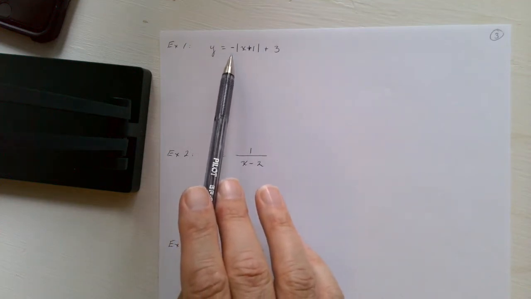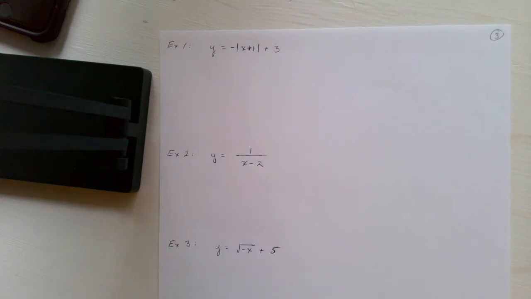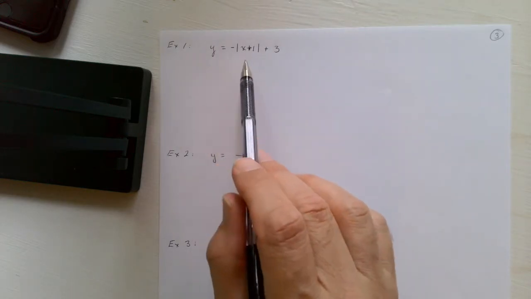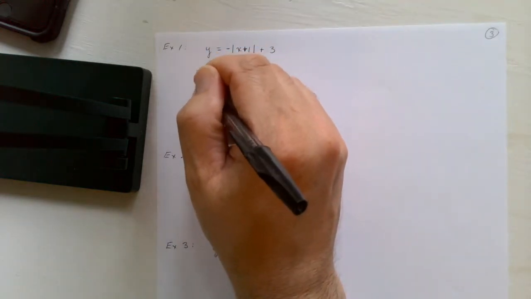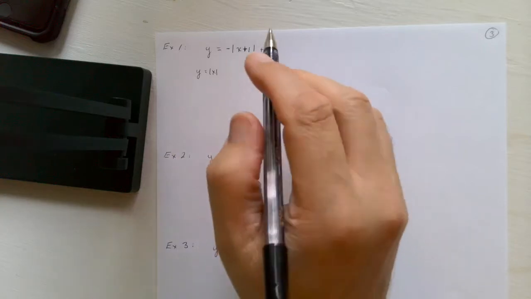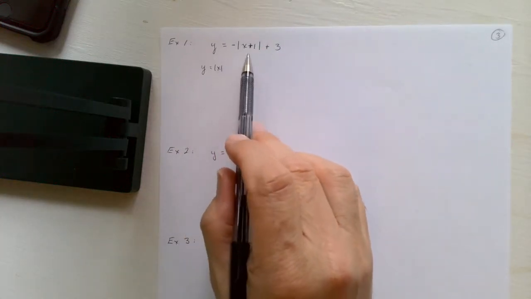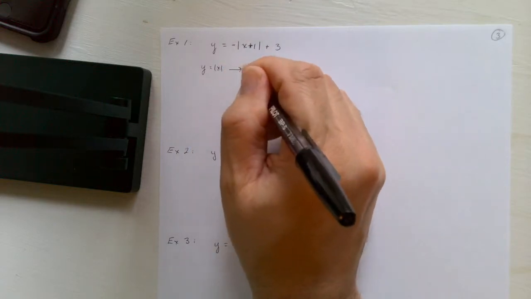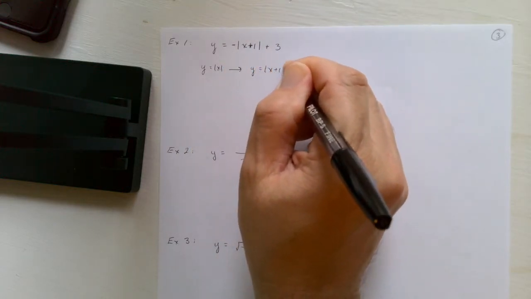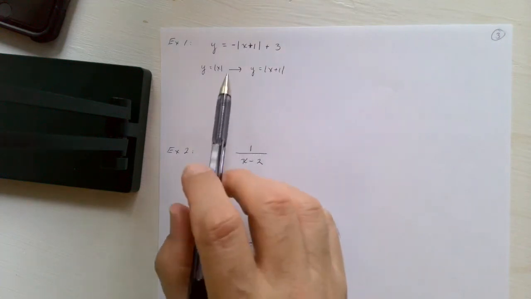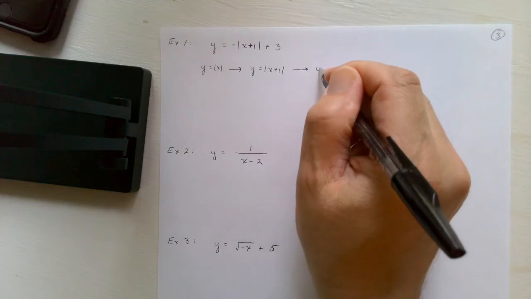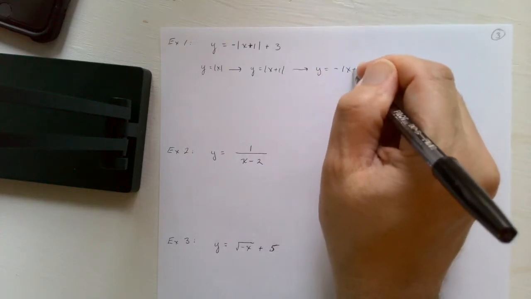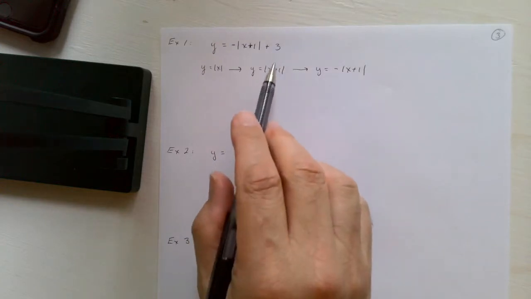We have y equals minus the absolute value of x plus 1 plus 3. Now, we can see that the basic function that we start with is the absolute value function. And it turns out we need exactly 3 transformations to get from the absolute value of x to here. So if we have y equals the absolute value of x, we can start with that. And then our first one, we can replace this x with x plus 1, since that's what we have here. And then we can multiply the whole thing by minus 1. And then finally we can add 3 to this.